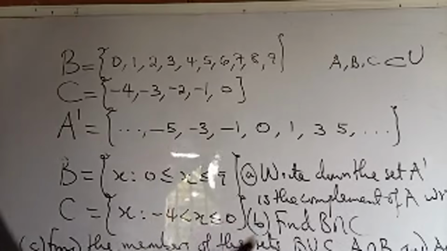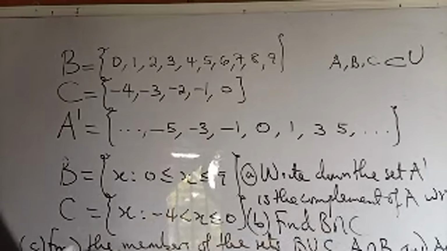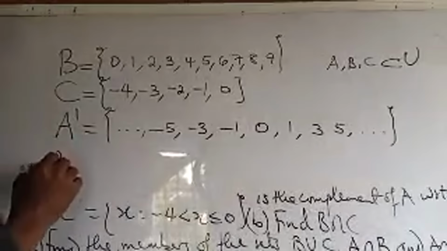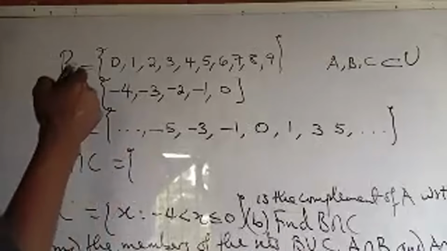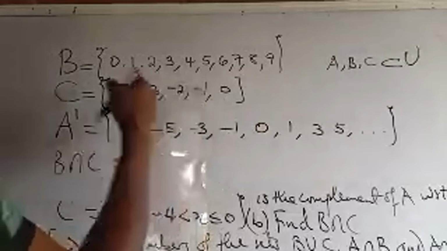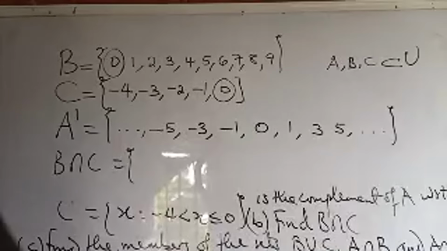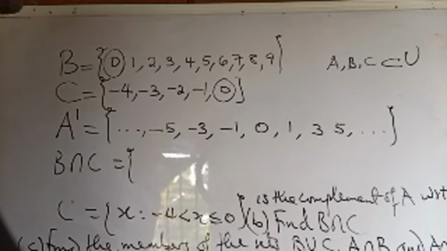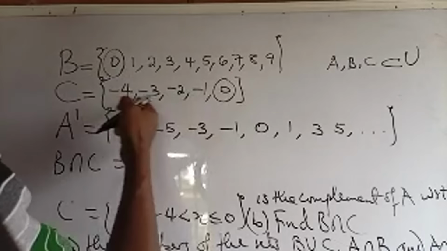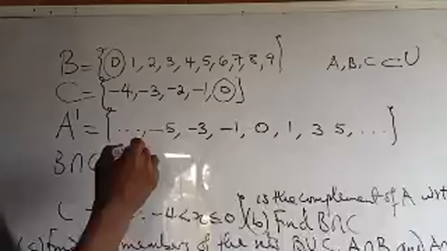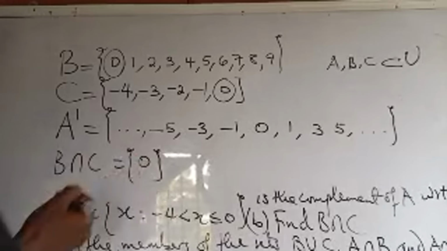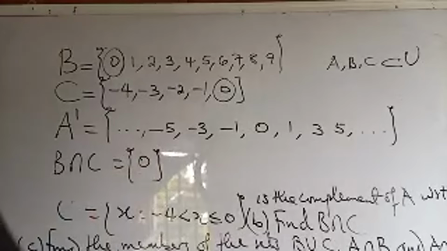Now the second question. We are asked to find B intersection C. That is elements that are common to B and C. Let's look at that. We have B to be this and we have C to be this. What are the elements that are common to B and C? 0 is common. What other elements are common? Nothing again, because all the elements of C are negatives except 0. So the element that is common to B and C is 0. I think that is clear.